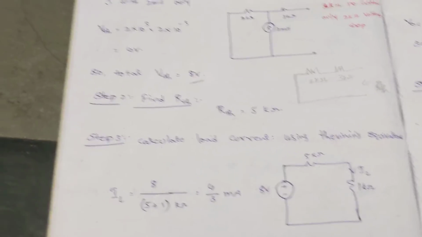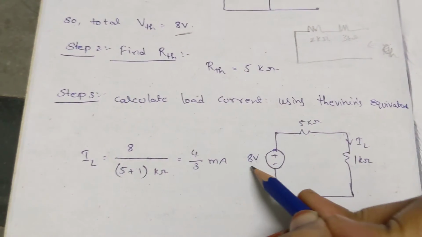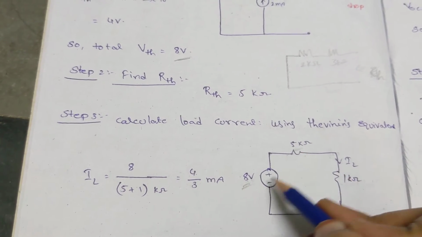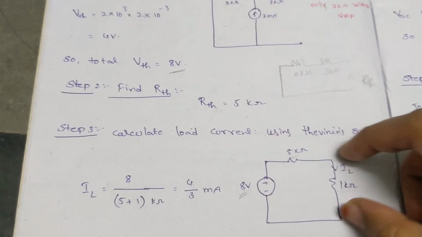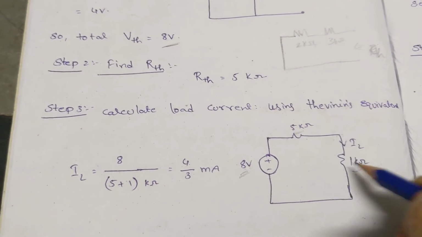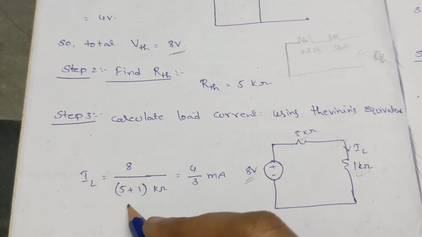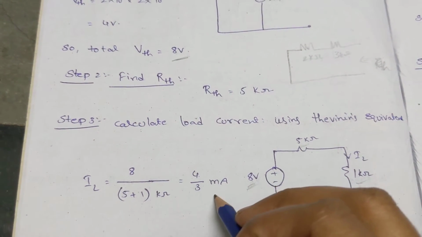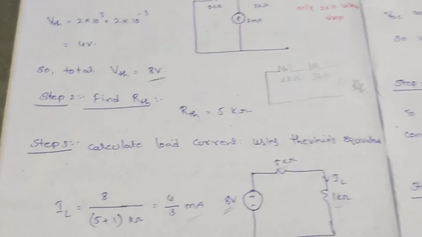Now we are interested to find out what will be the load current through your Thevenin's theorem. So your VTH is 8 volts, your impedance is 5 kilo ohms. And I'm just connecting your load resistance across these two terminals. It is 1 kilo ohm. So totally the load current equals VTH divided by ZTH plus RL. So 8 divided by 6, that is 4 by 3 milliamperes. This is the problem.